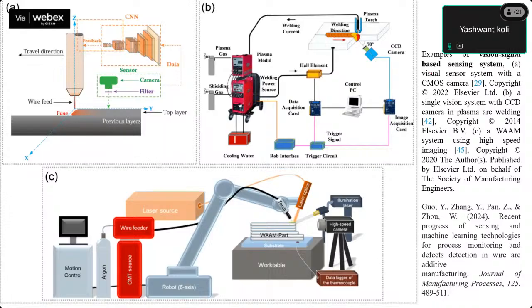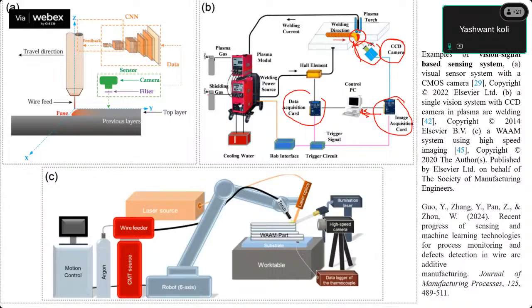So here you can see the CCD camera. The camera at 70 degrees is capturing the real time image of the weld bead. This image acquisition card is there, then the data is fed to the computer. Data acquisition card is there. So all these things are related. Then we can justify that these cameras can detect the defects, and it's used for smart manufacturing.